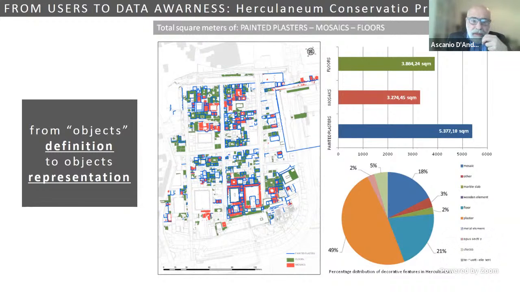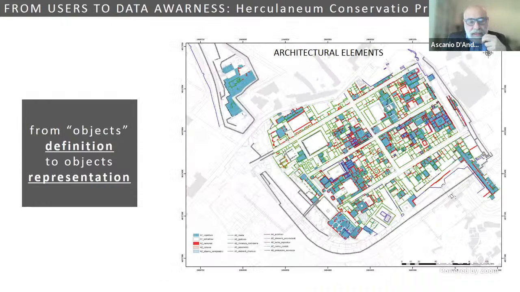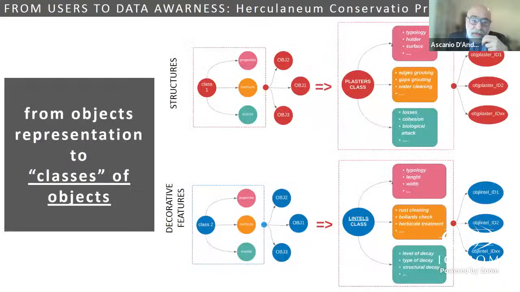And the main thing that we can do at this step is to apply a quantity, not only qualitative data, but also calculate the importance and the intensity of this data. This is, for example, for the decorative figures, but it could be done for each kind of element, in this case, the architectural elements.